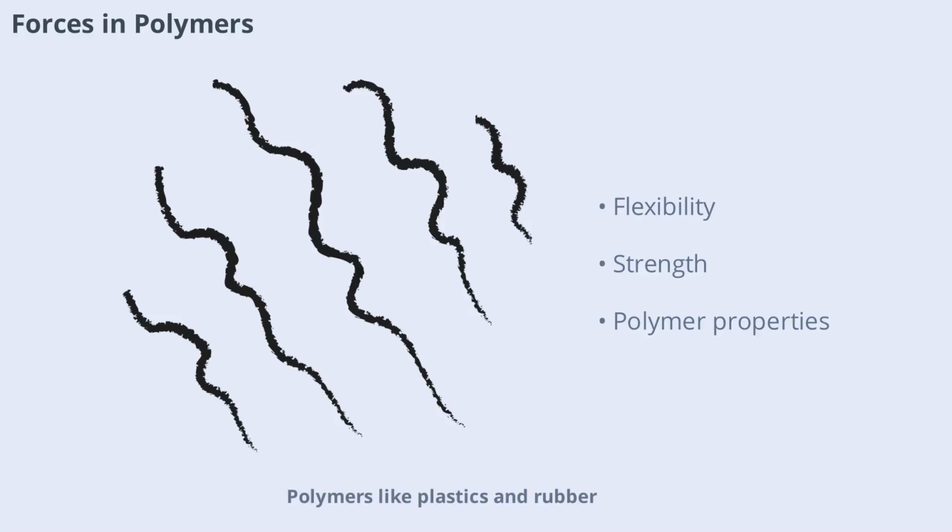Polymers like plastics and rubber rely on intermolecular forces for their flexibility and strength. The arrangement and strength of these forces determine whether a polymer is stretchy, rigid, or somewhere in between. This is why different plastics have different properties.